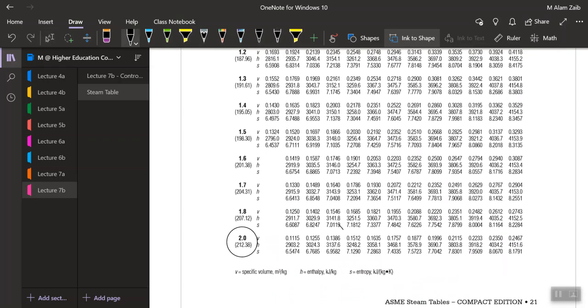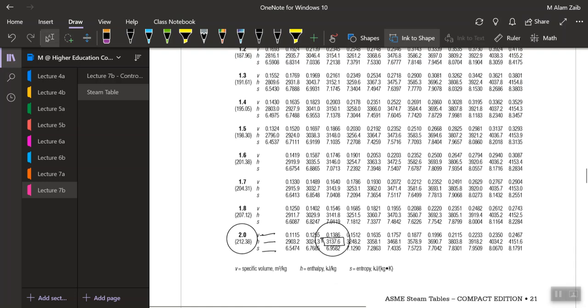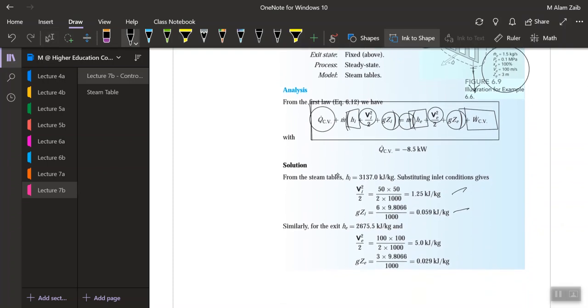350 degrees centigrade. We have got the condition, we have got the velocity, we have got the volume, we have got the enthalpy, and we have got the entropy. So for the initial condition, enthalpy at 2 megapascal 350 degrees centigrade, the enthalpy is 3137.6. So going back to over here, 3137.6, so might be it is using different steam table and we have got a little bit different one. So we have got the inlet enthalpy anyway.